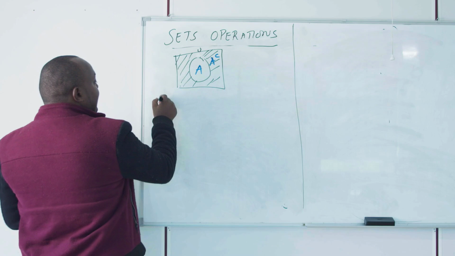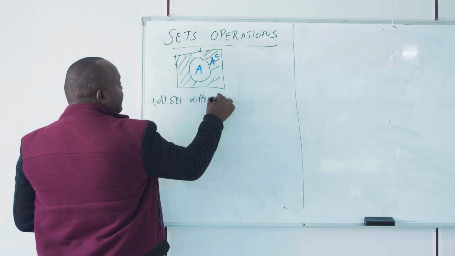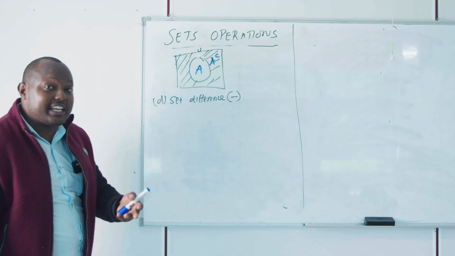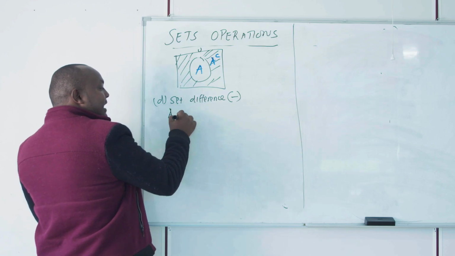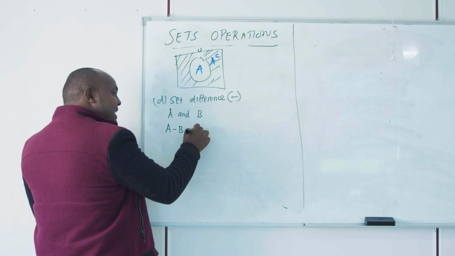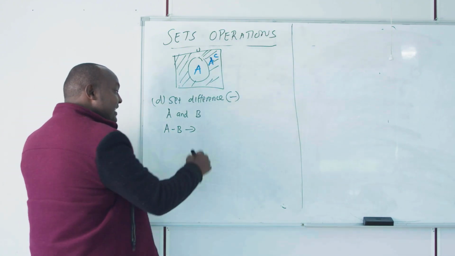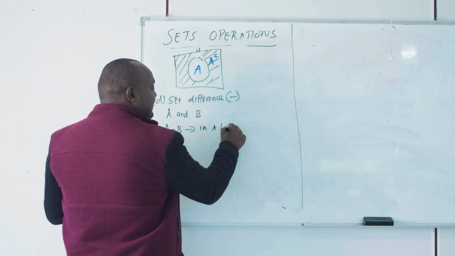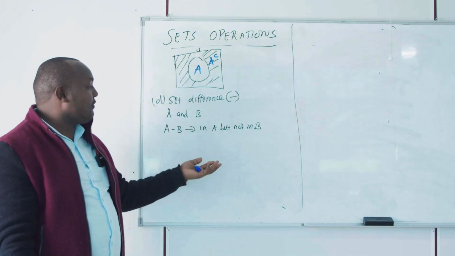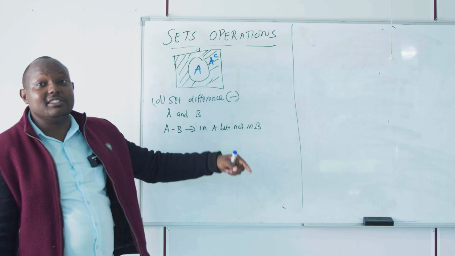So the fourth one is set difference. For set difference, we use the symbol minus. Assume you have two sets, A and set B. A minus B, there are those elements that are in A but are not in B. Whenever I talk of object or element, you know I'm referring to the same thing. So there are those elements in A but are not in B.